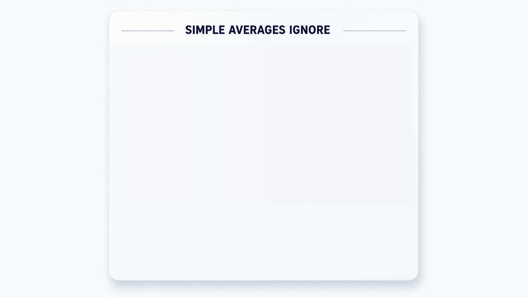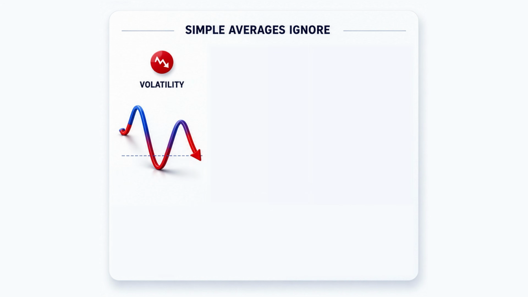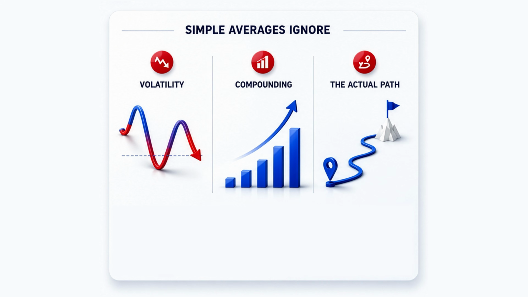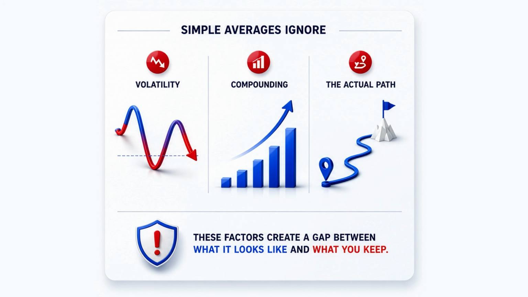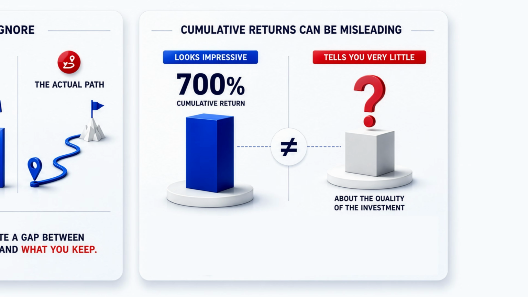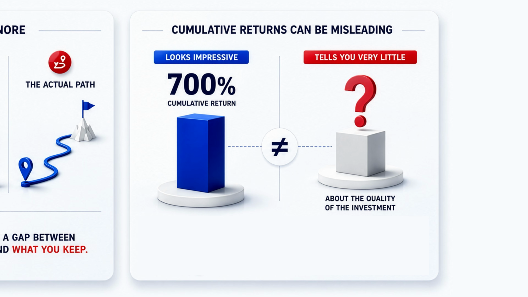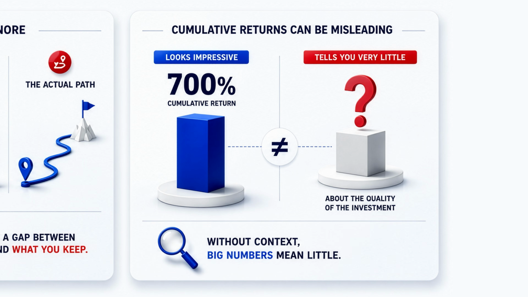but simple averages ignore volatility, compounding, and the actual path your money takes over time. And cumulative returns on their own can look very impressive, while telling you very little about whether the investment was actually a good one. In this video, I'm going to explain the difference between simple averages and the compounded annual growth rate. I'll also show how volatility creates a hidden drag on performance and explain how to honestly compare different types of investments. So let's start with a simple example.